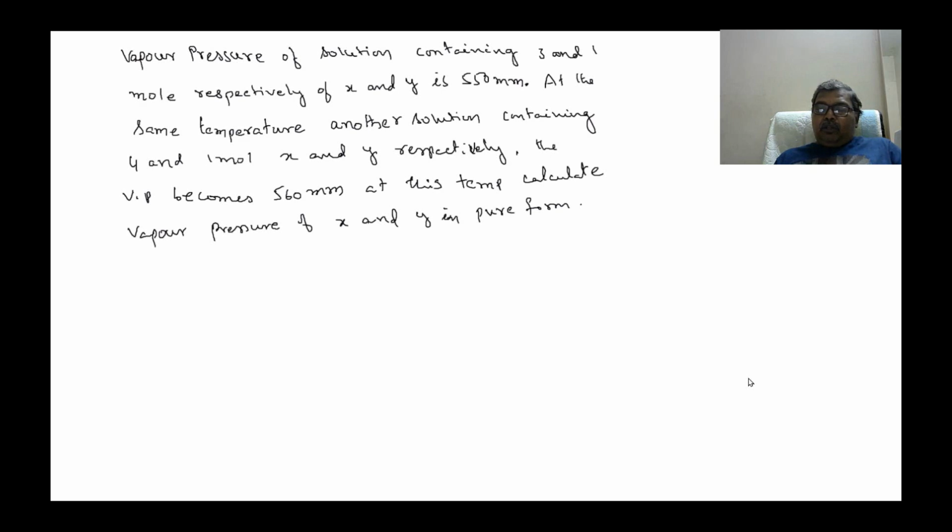Vapor pressure of a solution containing 3 and 1 mole respectively of X and Y is 550 mm. At the same temperature, for another solution containing 4 moles and 1 mole of X and Y respectively, the vapor pressure became 560 mm. At this temperature, calculate the vapor pressure of X and Y in pure form. So, the vapor pressures of X and Y are not given.